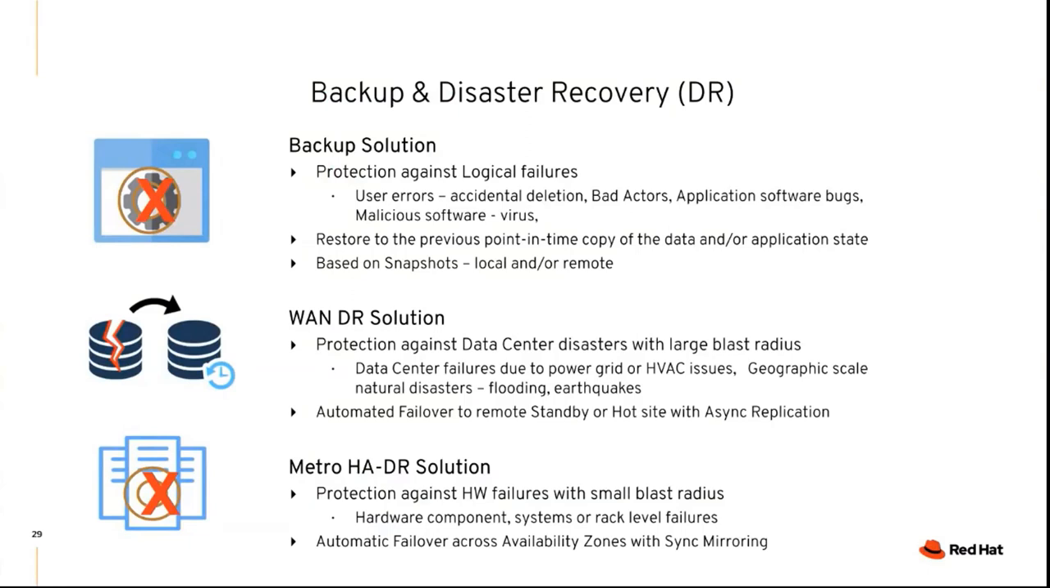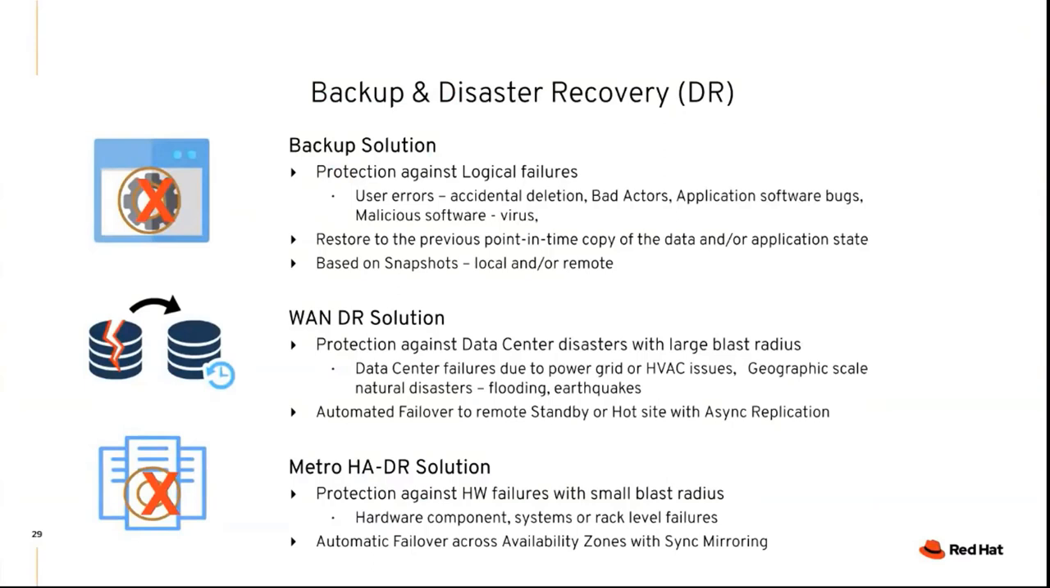We want to make sure that we can have a solution for disaster recovery across clusters, which means that usually we'll put it in separate locations in order to protect ourselves from geographical concerns, flooding, earthquakes, or just power supply failure that takes too long. And of course, have an automatic failover to a remote standby or hot site that we keep replicating the data all the time to this location. So that's another solution that we are working on.